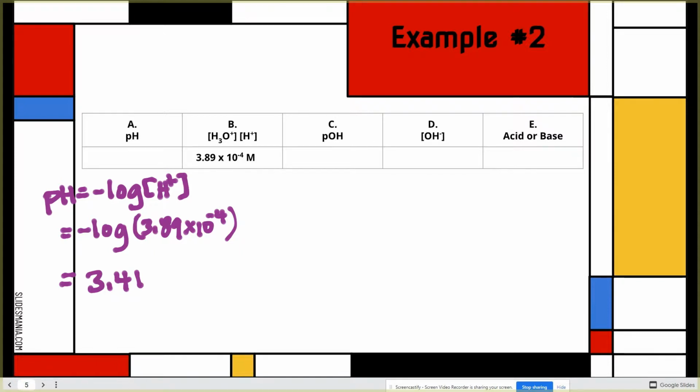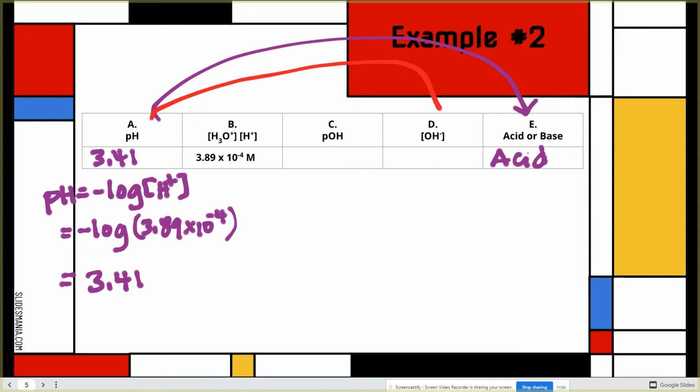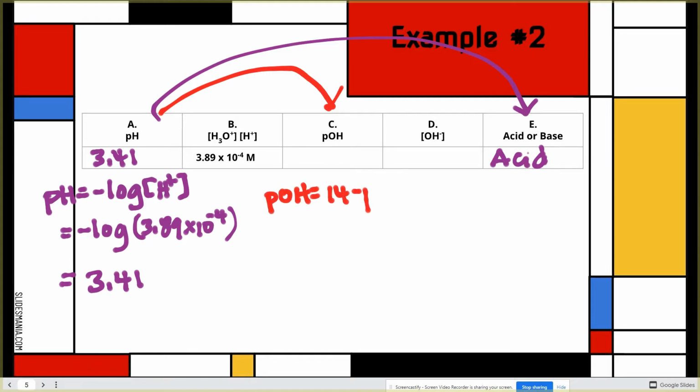So this is 3.41. As soon as you have your pH, you should be able to tell whether this one is an acid or a base. And again, this is less than 7, so this thing is an acid. What else can you get as soon as you have pH? As soon as you have pH, guys, you can get the pOH. And that will be pOH is equal to, don't forget, 14 minus the pH.